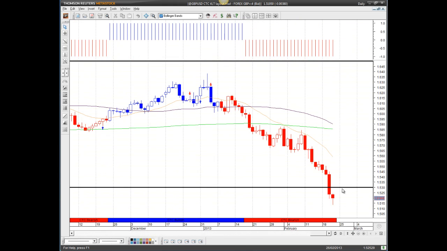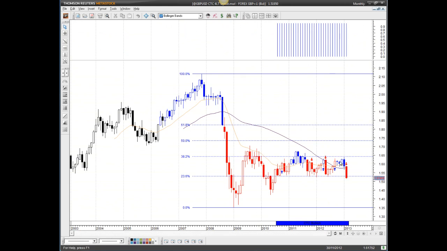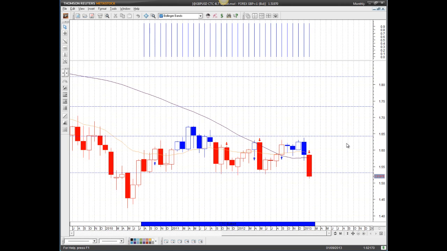On to sterling against the US dollar. Let's have a look at this particular pair. A lot of movement, guys. If you look at the weekly, let's bring up the weekly, you can see how much movement we've seen. Pretty much failing at the 1.6500 mark. Clearly a resistance level here, and price falling lower.